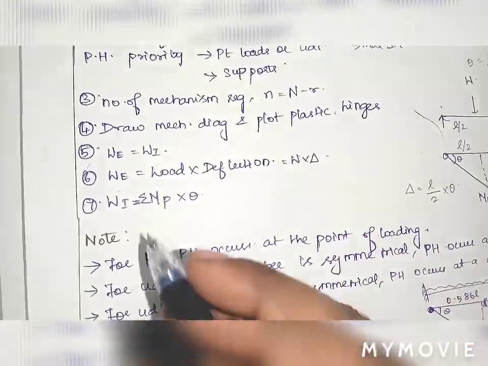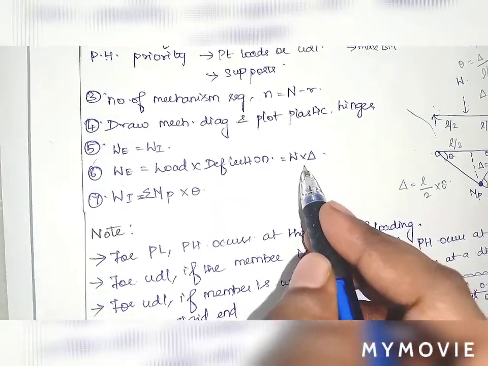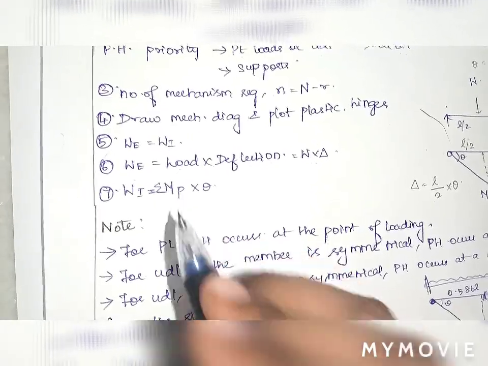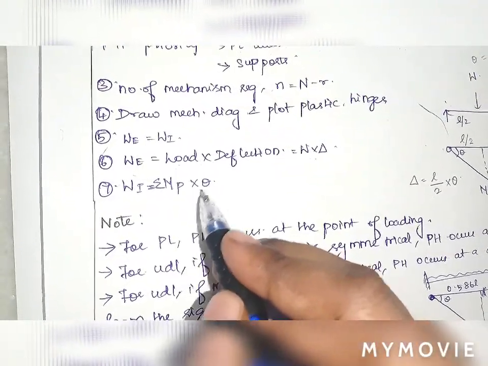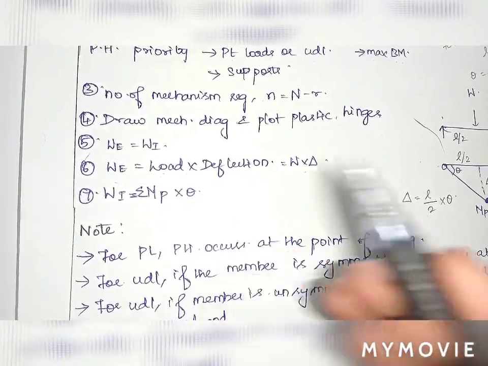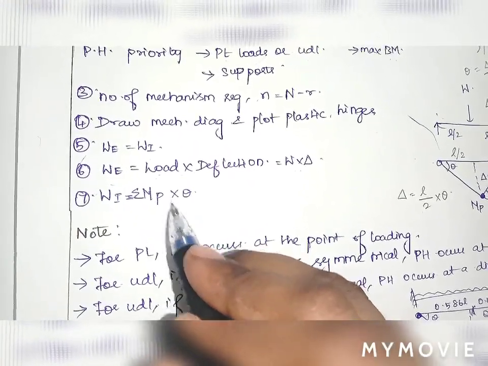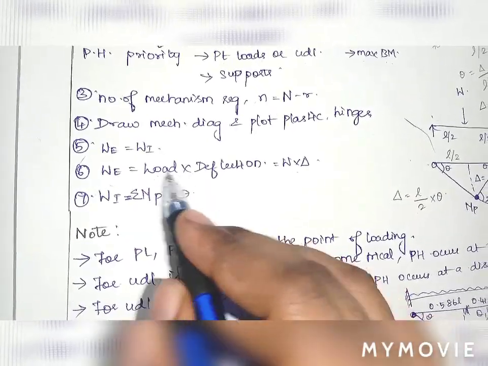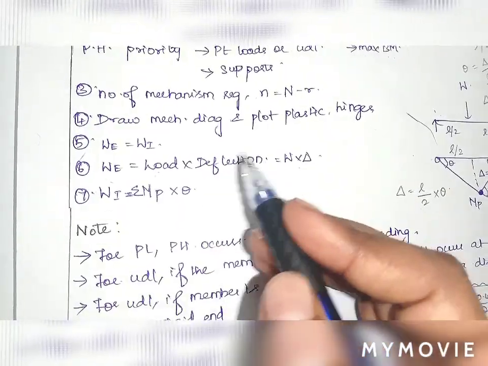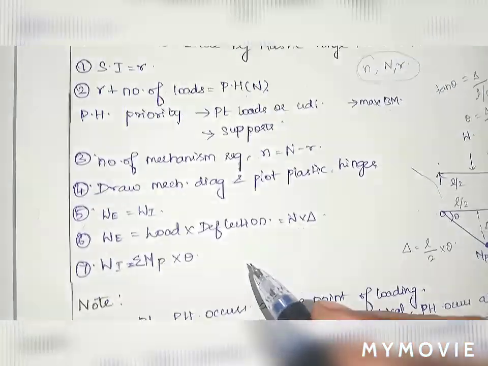This is the external work done. External work done is caused due to the load into deflection. Internal work done is caused due to the resisting plastic moment, that is the plastic moment into the corresponding rotation. If there are totally 3 plastic hinges, the sum of the 3 plastic moments into the corresponding rotations will give you the internal work done. So equating these two, you can calculate the plastic moment or the collapse load. Whatever you have asked in the question, you can reciprocate it and find the answer.